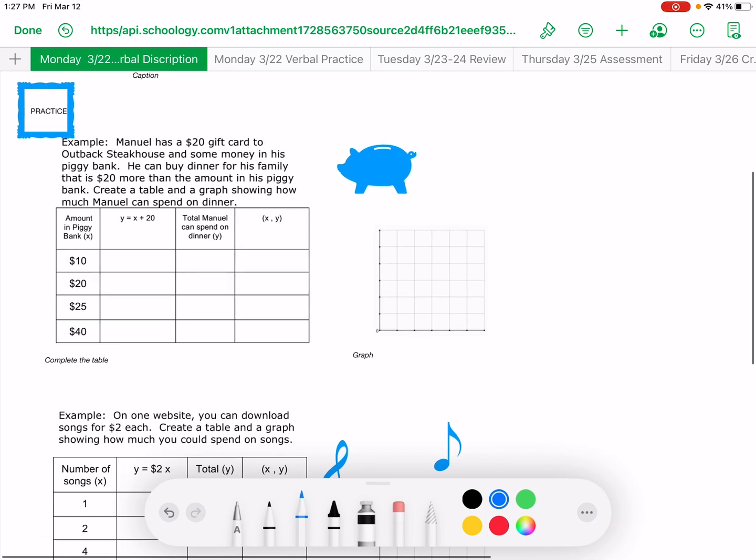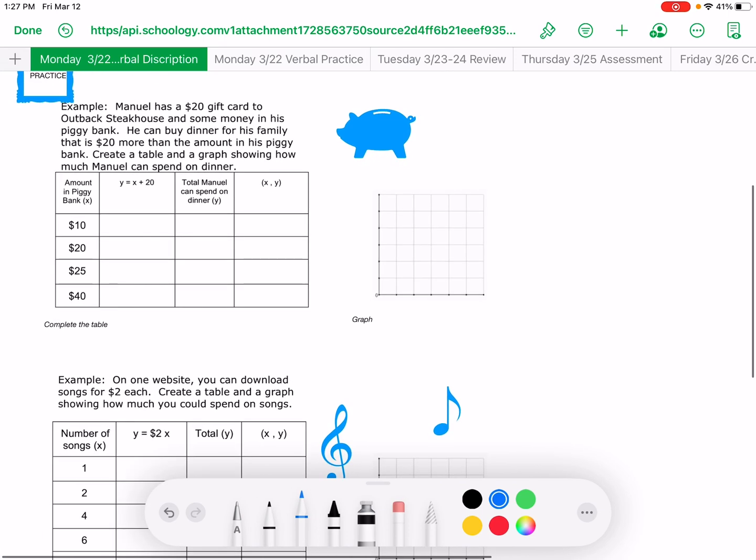So let's look at the practice here. Manuel has a $20 gift card to Outback Steakhouse, and then he has some money in his piggy bank. He can buy dinner for his family that is $20 plus whatever he has in his piggy bank. So here we're going to complete this table, and then we're going to graph, and they've given us the equation. X plus 20 equals y. 20 is our gift card, and x is however much is in the piggy bank.